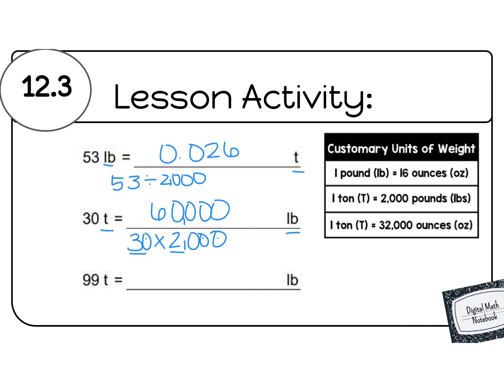All right, I'll get you started on the last problem. This one is another tricky one. We are going to change from tons to pounds, so we need to multiply 99 times 2,000. I'll set it up here to the side, and then you can multiply on your own. It may look tricky, but that's a lot of zeros, so it shouldn't be too bad.